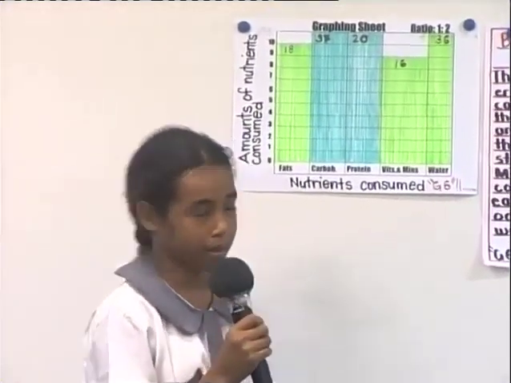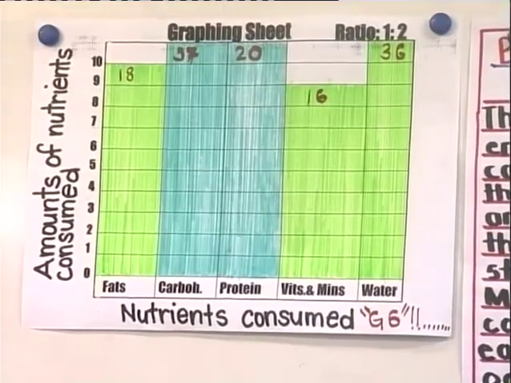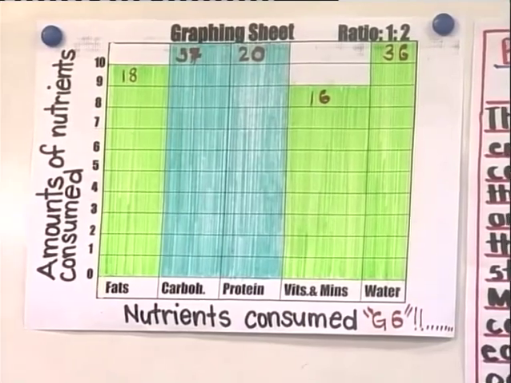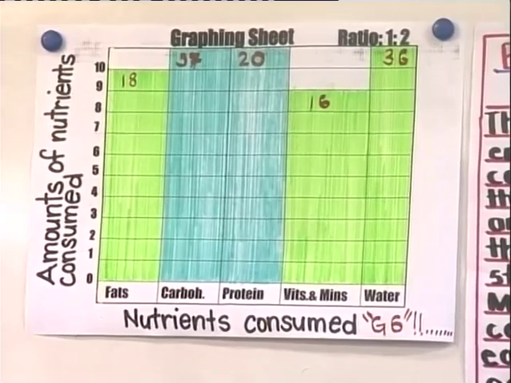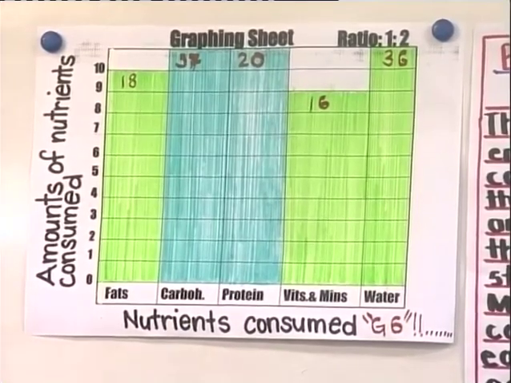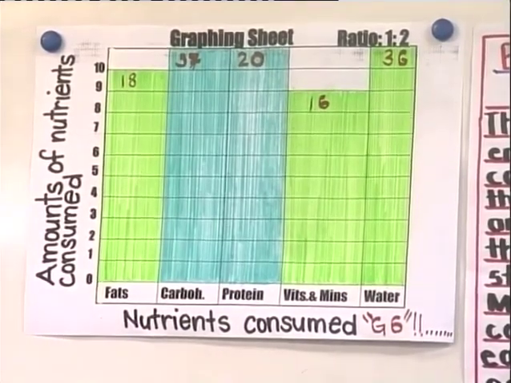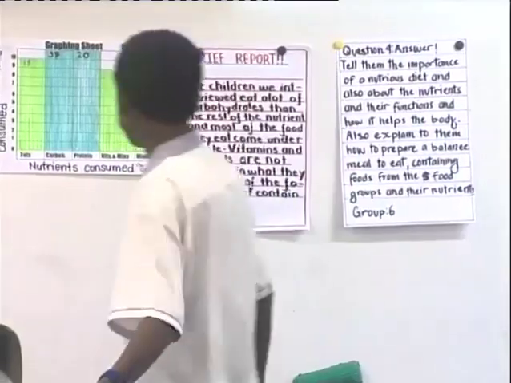Let's have Daira start. Your data is about 18 fats, 57 carbohydrates, 20 protein, 16 vitamins and minerals, and 36 water. Thank you. We have Tanabik for the brief report.